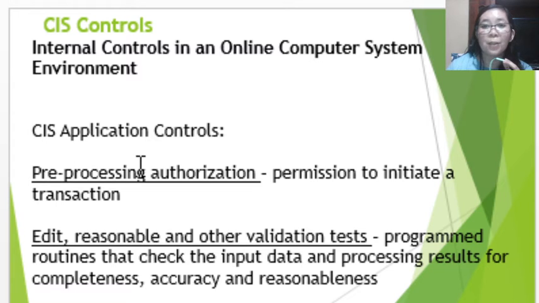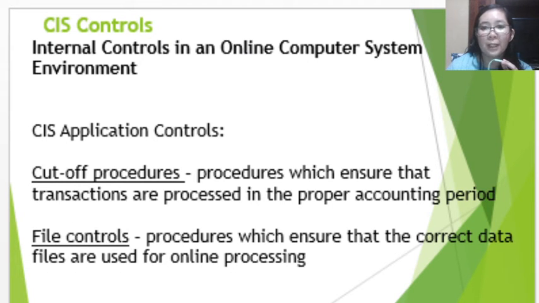For the application controls, CIS application controls, we have the pre-processing authorization. These are permissions to initiate a transaction. Another is edit, reasonableness, and other validation tests. These are programmed routines that check the input data and processing results for completeness, accuracy, and reasonableness of the data being processed or placed in the computer. Another is cut-off procedures. These are procedures which ensure that all the transactions are processed in the proper accounting period. We also have the file controls.